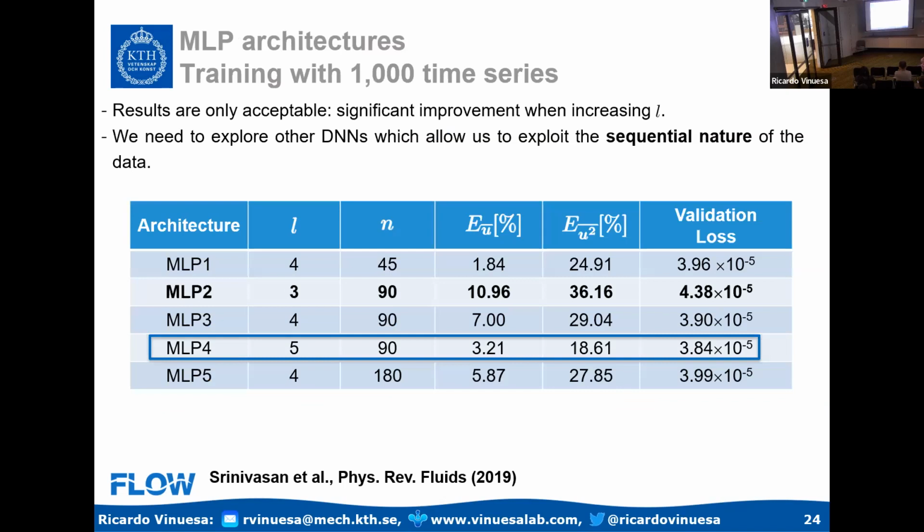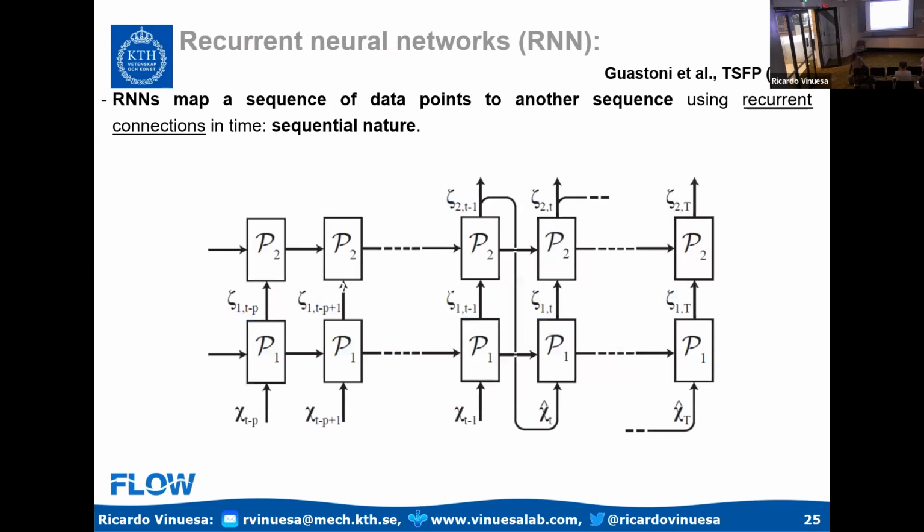If we play a little bit with the architecture, changing the number of hidden layers and the number of neurons per hidden layer, I can get a bit better. I can go down to 18% error in the fluctuations, but there is only so much that you can do by changing the architecture. There is something else that one should probably try, and this is going to another architecture that allows me to exploit the temporal information in the data. This is what we call a recurrent neural network, which basically exploits the sequential nature of the data.